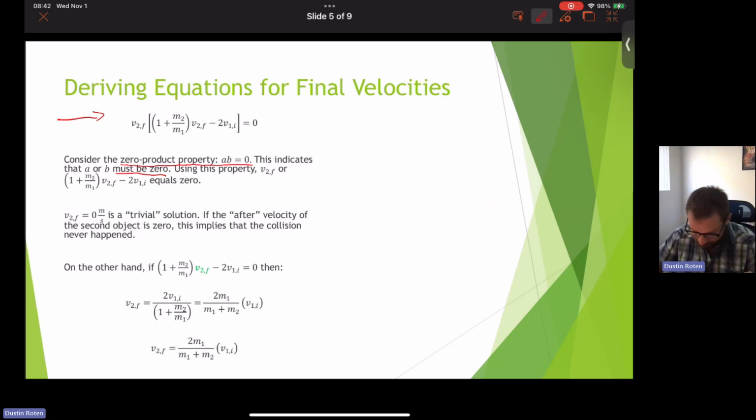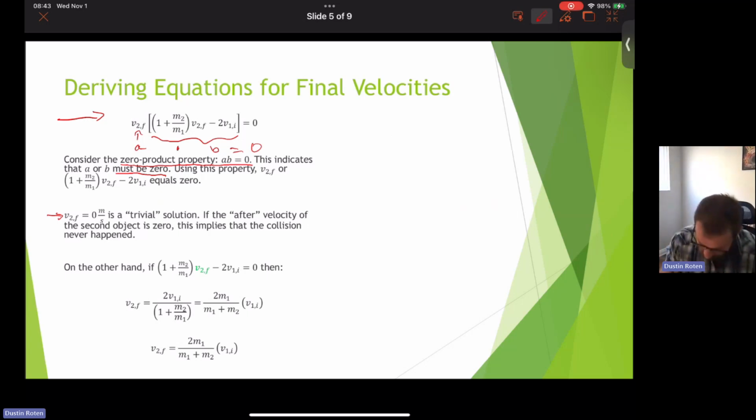So let's apply that here. Let's call this my A, and let's call this B. Okay? Because this is still just A times B equals 0. And we're going to use the zero product property here. So V2 final here on the outside where A is, if that's 0, well, that's a stupid solution. That's a trivial solution. That means ball 1 actually just missed ball 2 completely, and ball 2 didn't even move.